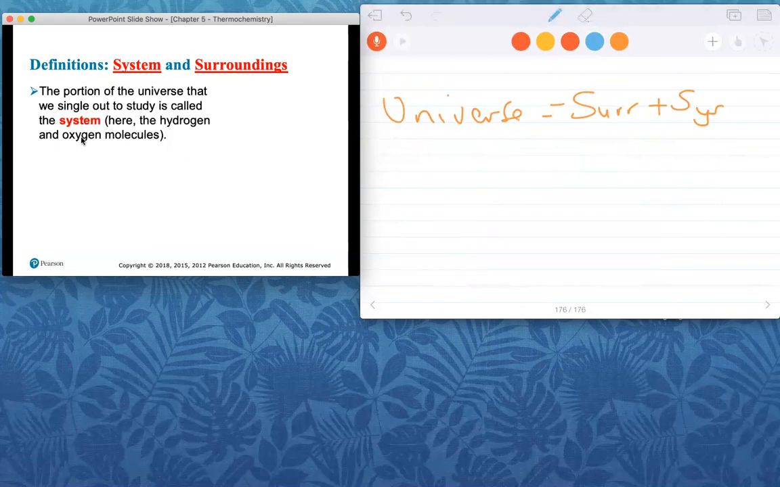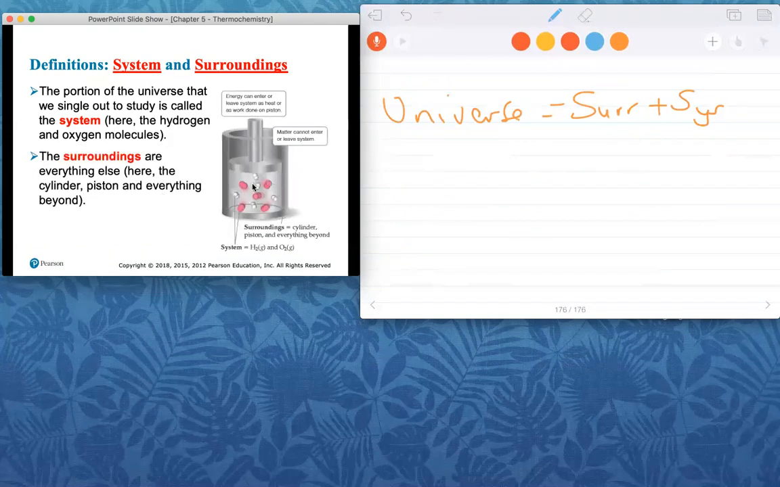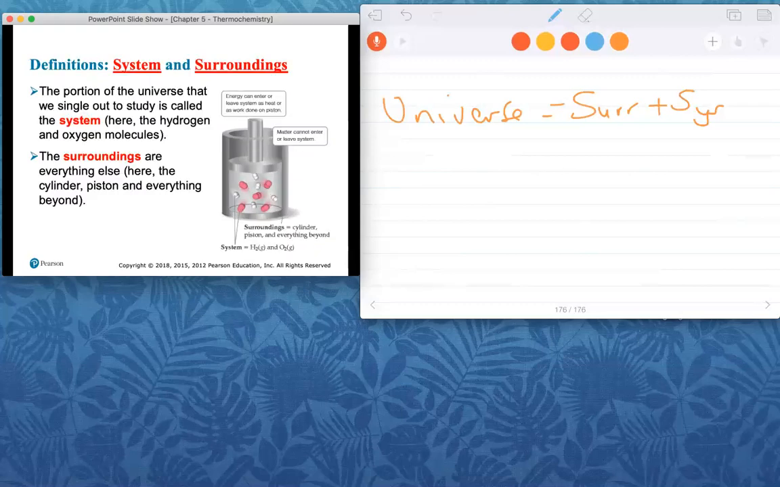So understand those terms so that you know what the system is, where the reaction is taking place. For hydrogen and oxygen forming H2O, the system is where the reaction is taking place. The surrounding is everything else, and everything together we call the universe. Any question on those terms? So you should know what the system is. That's where we're focusing.